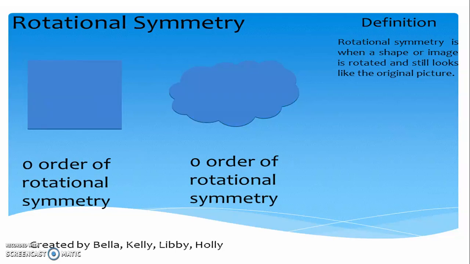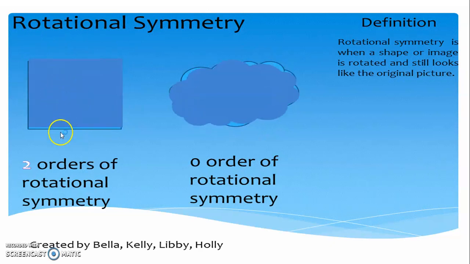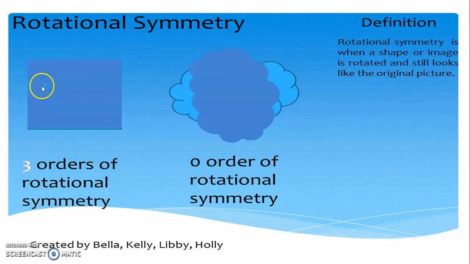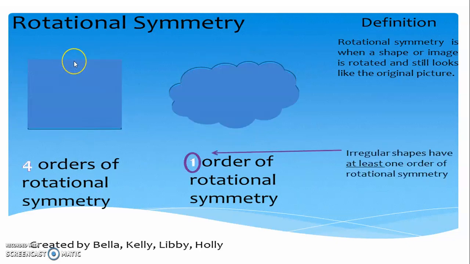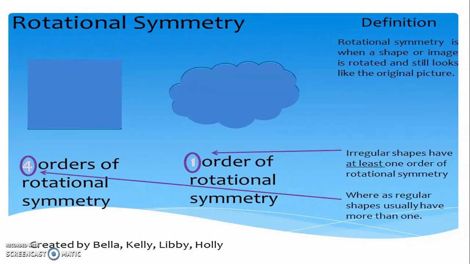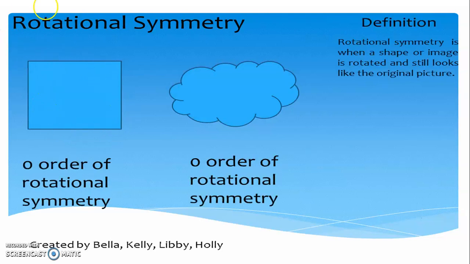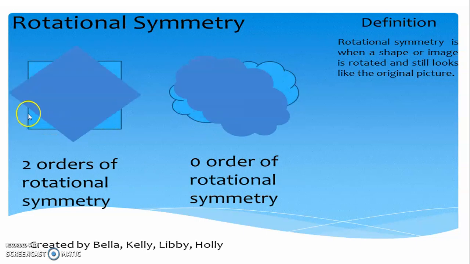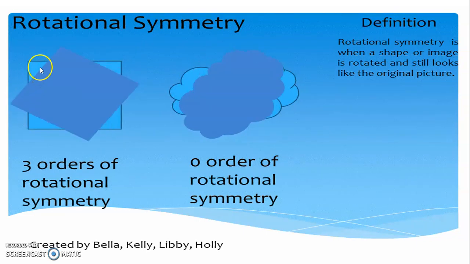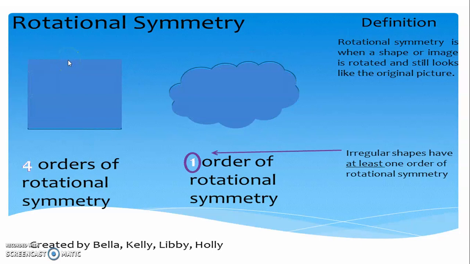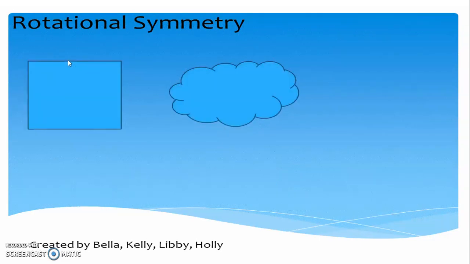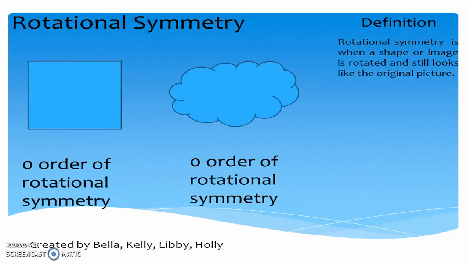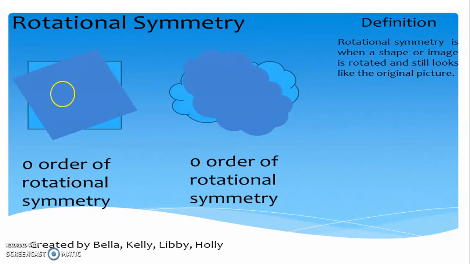Rotational symmetry is when a shape or image is rotated, still it looks the original picture. See here. Here, second rotation, then third rotation, here fourth rotation. So, after four times, it looks the same in one complete turn. You can have a look again, children. See here, this is first, then second, then third, then fourth. So four times it looked the same. Okay, so it is said to have order four.